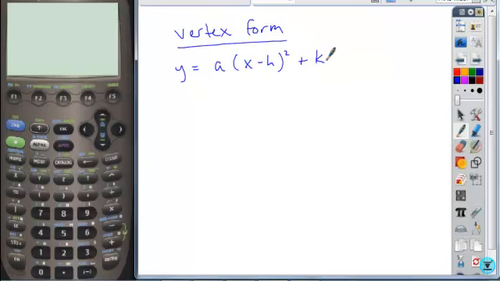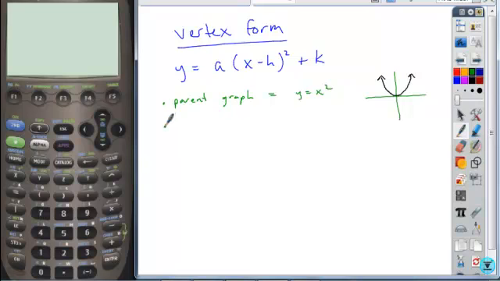All right, so here's the thing, and again, it's just based on transformation rules. So the parent graph is y equals x squared. Remember, that looks like this, just a parabola that opens up. And then we just use the transformation rules from this.